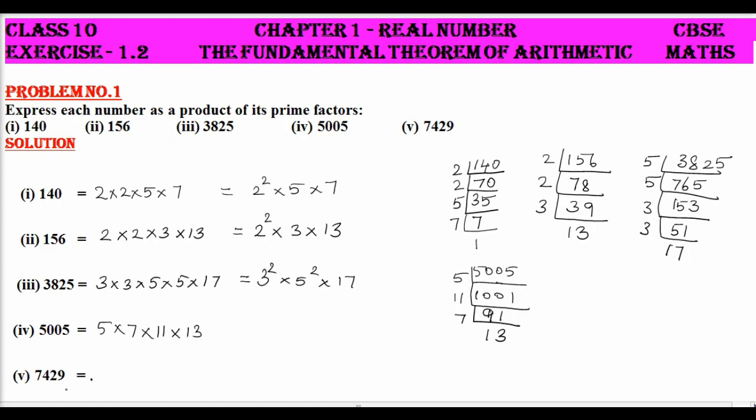Okay, now let's factorize 7429. Applying the divisibility test, I found that 7429 is divisible by 17. So when I divide 7429 by 17, I get the quotient 437. And again, applying the divisibility test rules, I find that this 437 is divisible by 19 and the quotient here is 23. For this only I have made the video on divisibility tests.